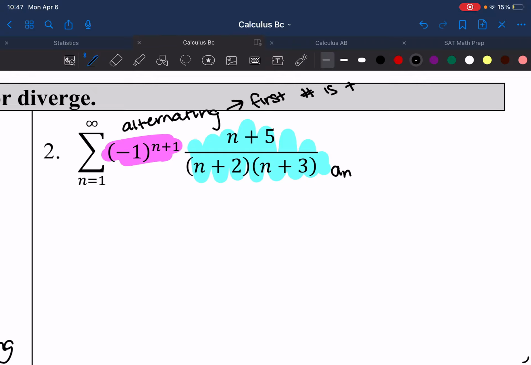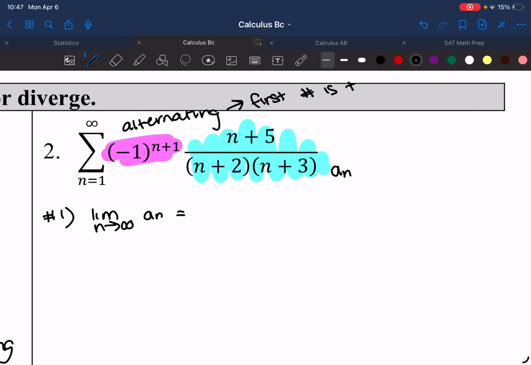Okay, and this one is not an obvious series, just like number 1 where we knew for sure that was a harmonic p series. So we still go through the 2 conditions. And so number 1, we're trying to see if the limit as n approaches infinity of a sub n is equal to 0.